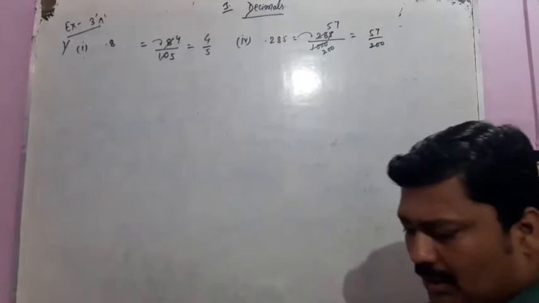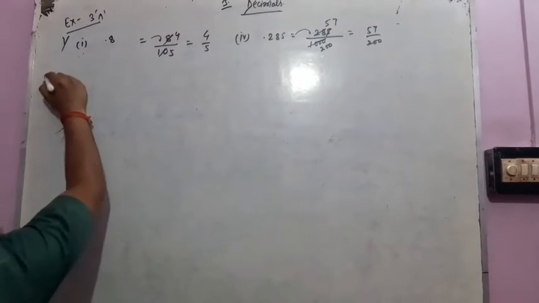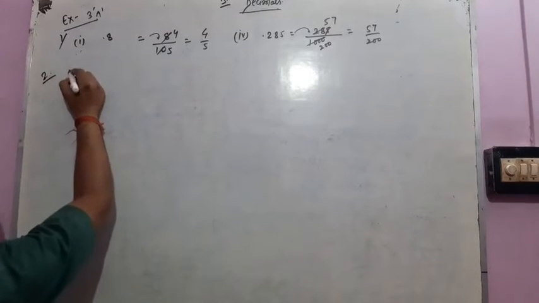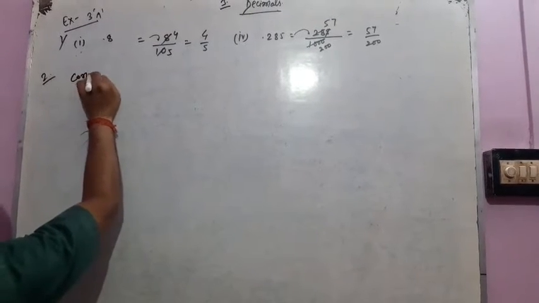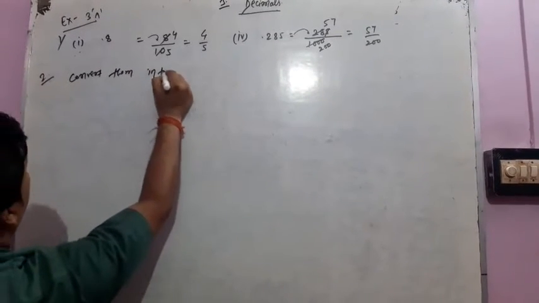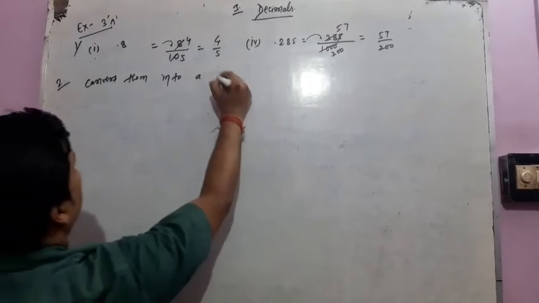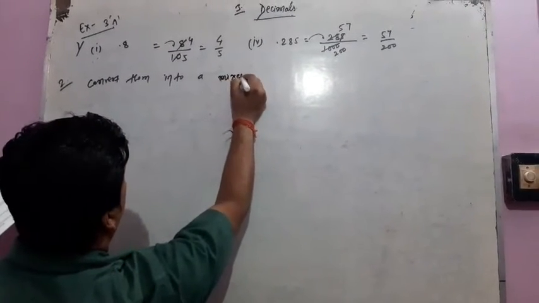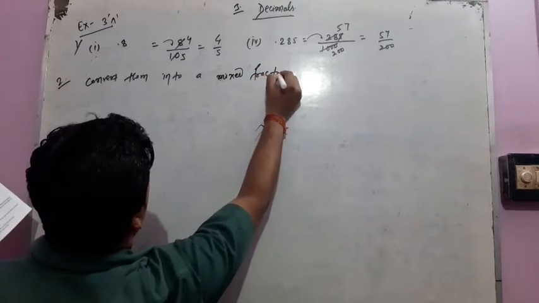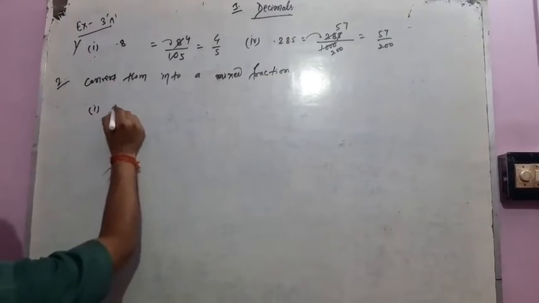Now in question number 2, convert each of the following into a mixed fraction, not fixed, mixed fraction. Here the very first question is 5 decimal 6.